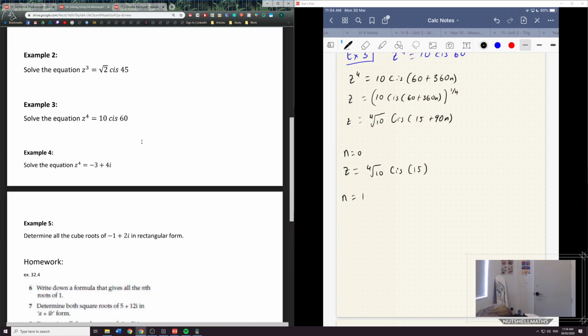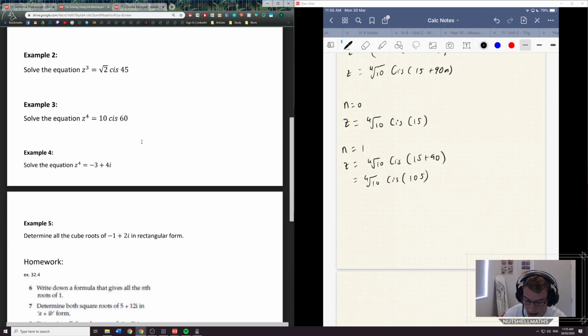With n equals 1, we get z equals 4th root 10 cis (15 plus 90), which equals 4th root 10 cis 105. So far so good. And now I want to think about something here. Just imagine this: every time we add another n in the positive direction, we're adding another 90 degrees. That's what this whole thing is saying.